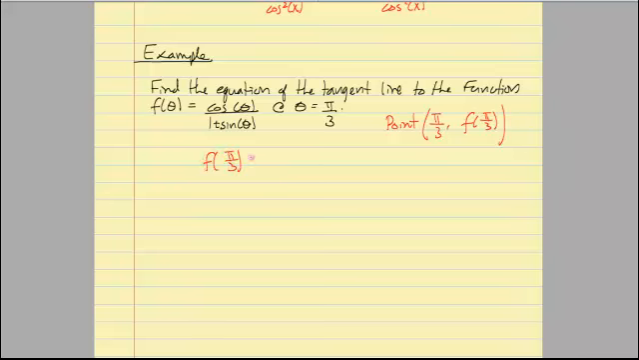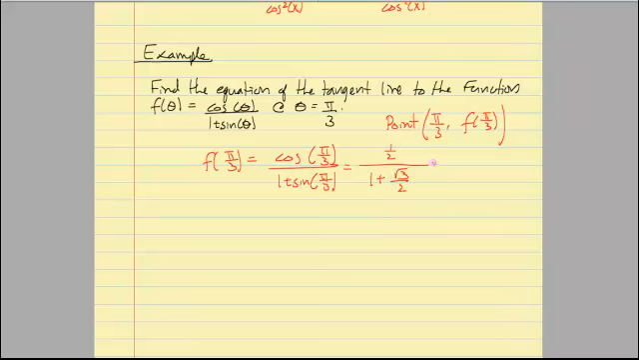So let's go ahead and plug in f of pi over 3. That'll give me the cosine of pi over 3 over 1 plus the sine of pi over 3. Okay, we want to simplify this and rewrite. So the cosine of pi over 3 is going to be equal to 1/2. Remember, it's in the first quadrant, so my cosine and sine will be positive. In my denominator, I'm going to have 1 plus the sine of pi over 3. The sine of pi over 3 is going to be equal to the square root of 3 over 2.